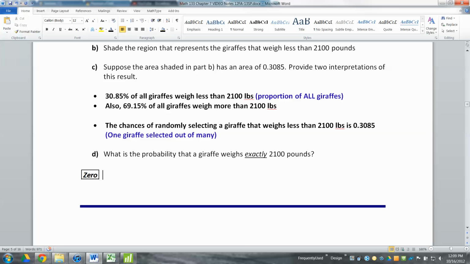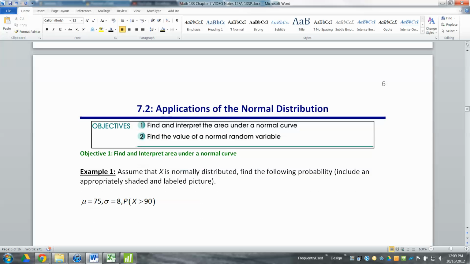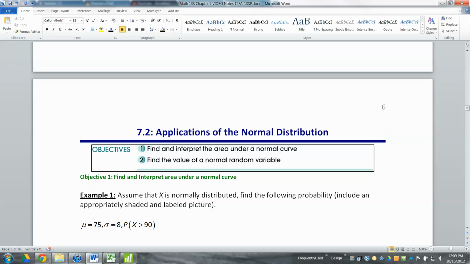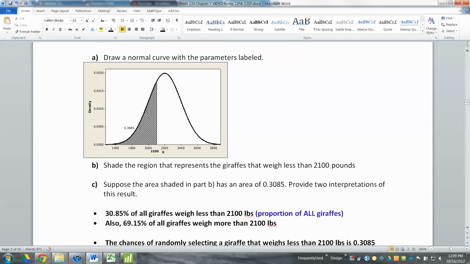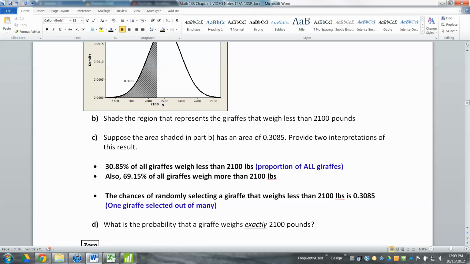Okay, we're done with section 7.1. We will see you back here for 7.2. That's where we're going to learn how to find that area 0.3085. And also we're going to learn how to say, if I gave you the 0.3085 to begin with, could you find me the 2,100? And the answer is yes, you can.